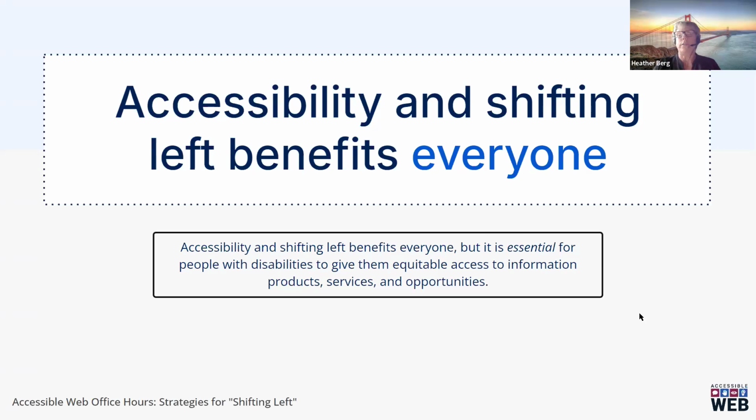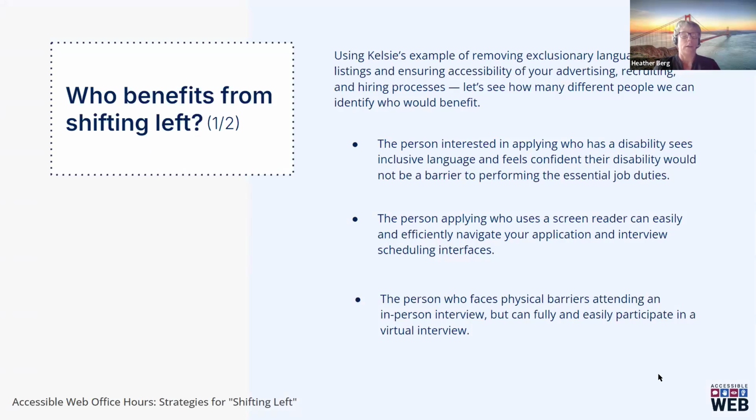So with that context, let's take one of the specific examples that Kelsie used on how we might take a first step towards shifting left and see if we can identify several different scenarios of different individuals who might benefit directly from that one simple step. So if we think about, she mentioned removing exclusionary language from the job postings or descriptions.